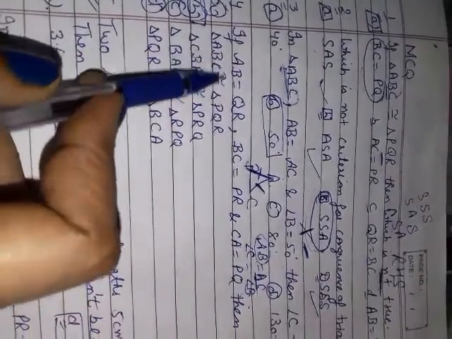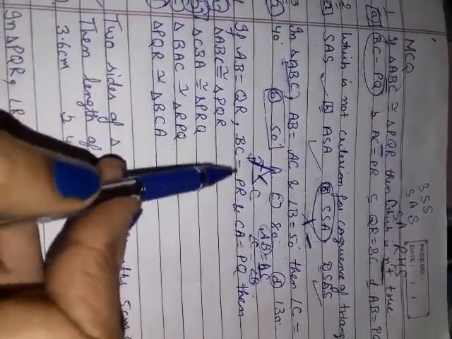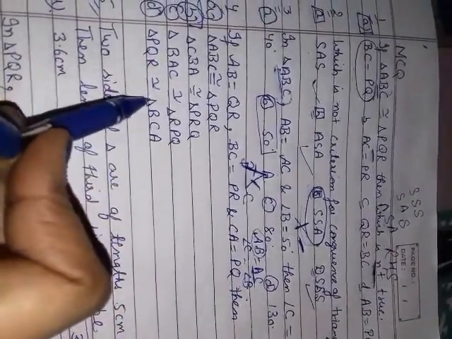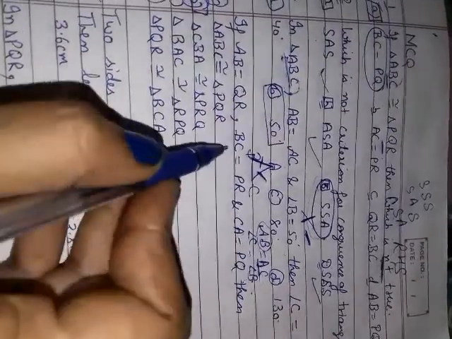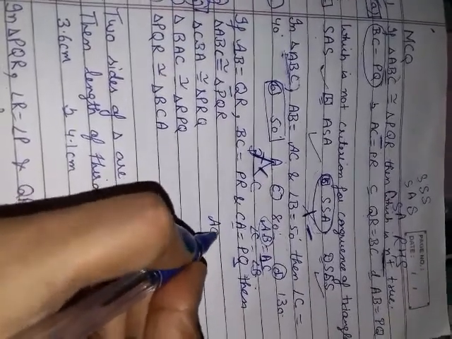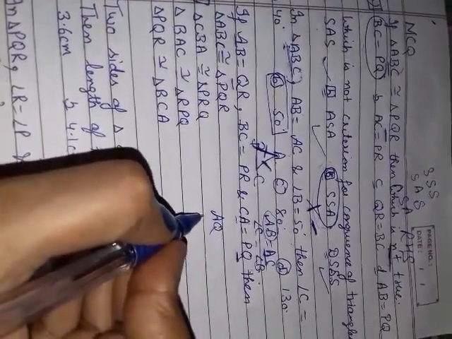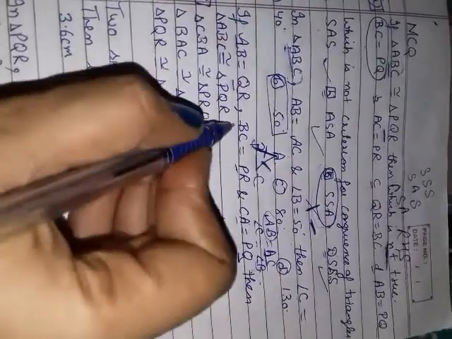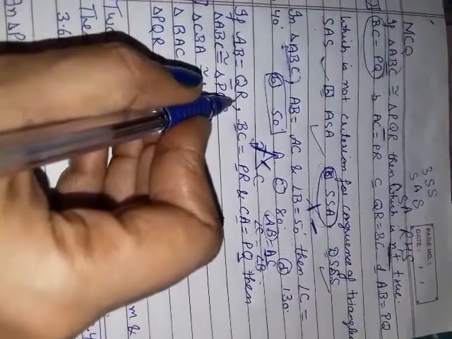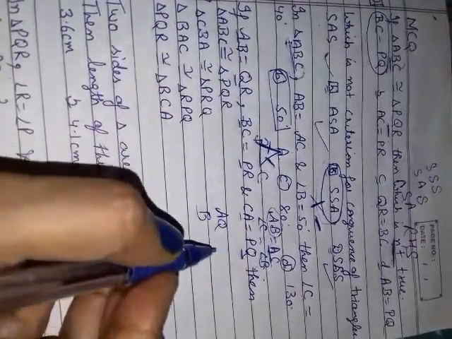Next is, if AB is equal to QR, BC equal to PR, CA is equal to PQ, then which triangle will be congruent? By observation you will see what is in place of A. What is in place of A? Q. And here also, in place of A, what is given to you? A is taking the position of Q, and B is taking the position of P, and B is taking the position of R.